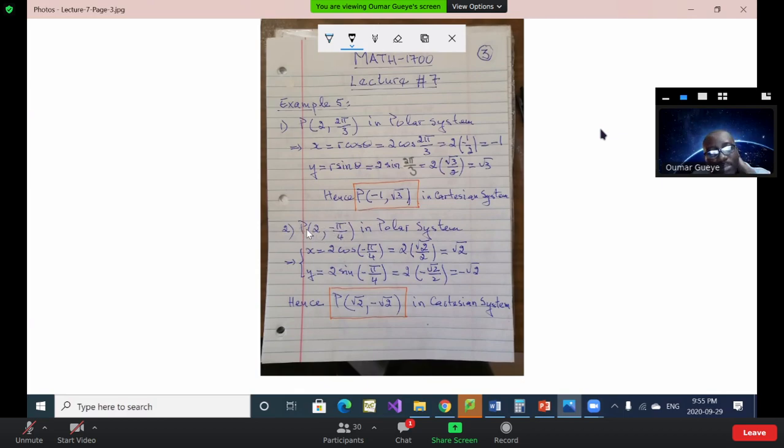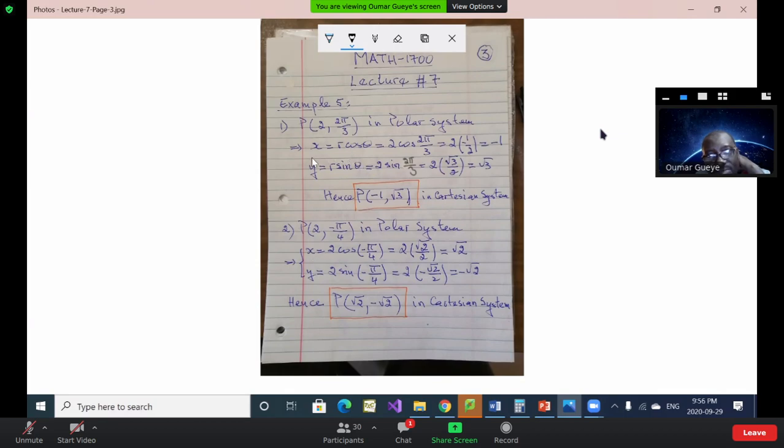Let's see now the second example. Now we have a point P with coordinates 2 and -pi over 4. Then x is equal to, again, we're going to use the same formula, x equals r cosine of theta. Here I just substitute r by its value, which is 2, and theta is equal to -pi over 4. When we calculate the cosine of -pi over 4, we'll get √2 over 2. Then when we simplify, you will get √2 as the value of x.